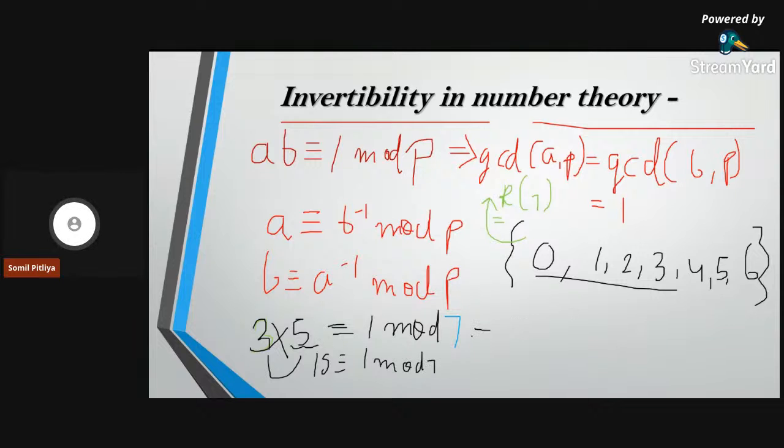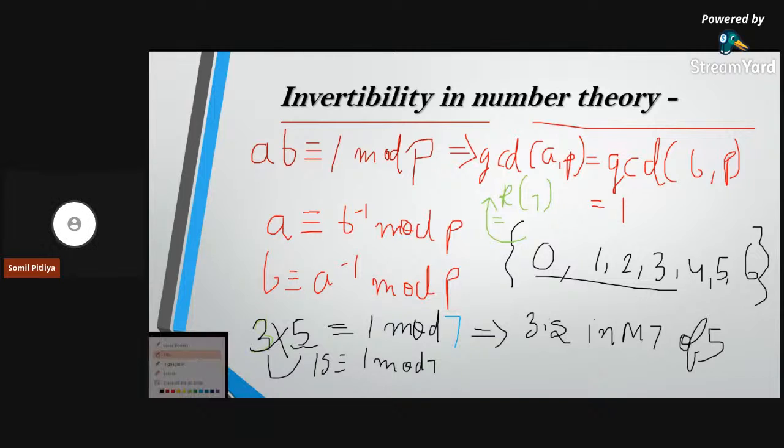So I can say that 3 is the inverse modulo 7 of 5, or vice versa, that is, 5 is also the inverse modulo 7 of 3. No other number will be an inverse of this. So the inverse of 3 is unique. No other number can be the inverse of 3; the inverse of 3 is only 5. If we take another number, it can't be the inverse of 3.